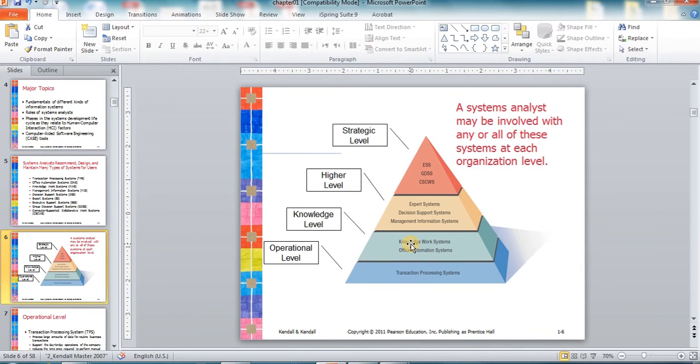At the upper level, which is the knowledge level, we have two types of software, the knowledge work system and the office automation system. We all know about office automation such as Microsoft Excel, Word that we use in our daily lives. At the third managerial level from the bottom, or the second managerial level from the top, we have three types of software, which are the expert system, the decision support system, and the management information system, or MIS.